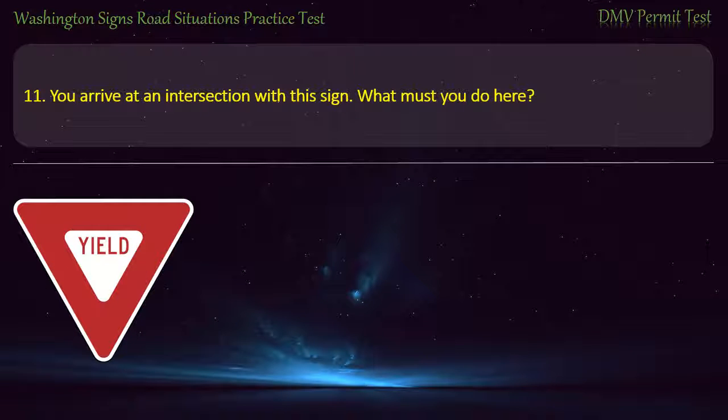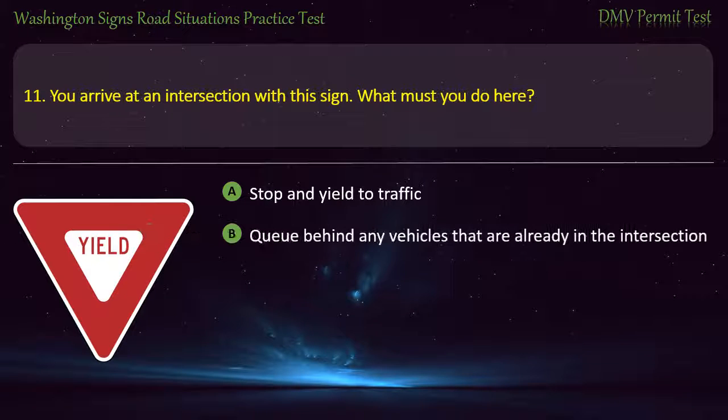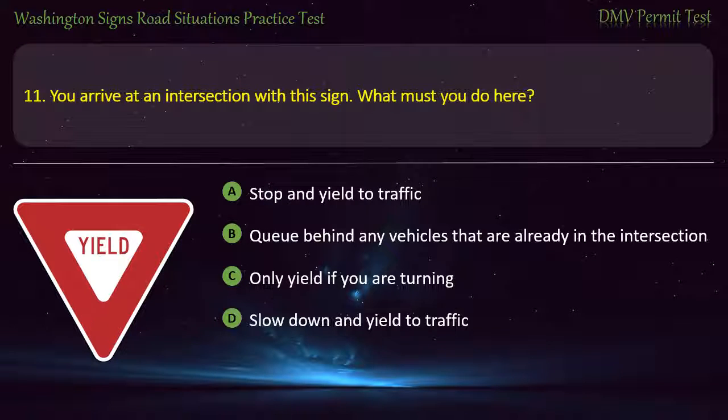Question 11. You arrive at an intersection with this sign. What must you do here? Stop and yield to traffic. Queue behind any vehicles that are already in the intersection. Only yield if you are turning. Slow down and yield to traffic. Answer. Slow down and yield to traffic.